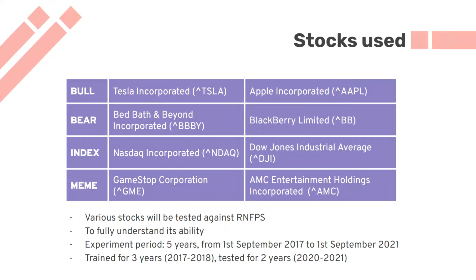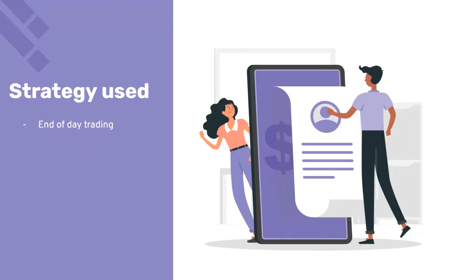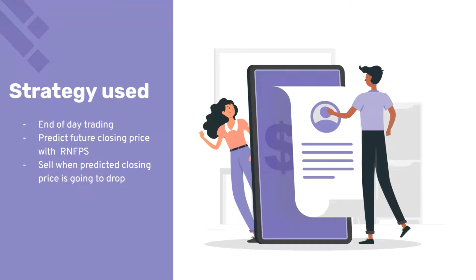The following experiment period will be over 5 years, where the first 3 years will be used to train the system, while the next 2 will be tested against. The strategy used will be end-of-day trading, which utilizes the closing price. Hence, RNFPS is able to predict the closing price of the selected stock, which then sells when it predicts a drop in the closing price in the near future, and vice versa.